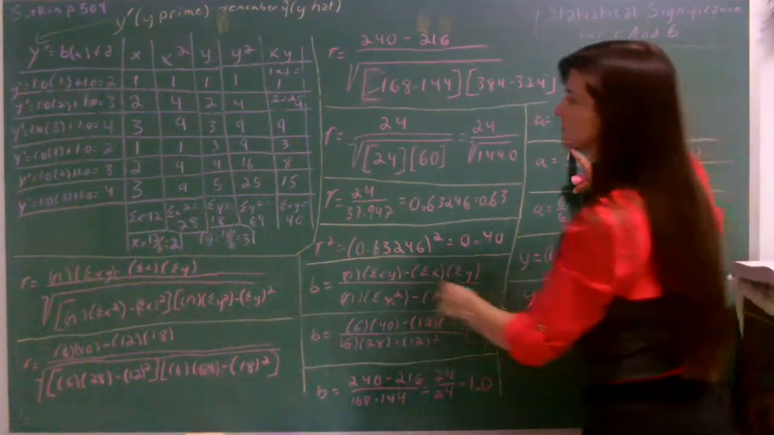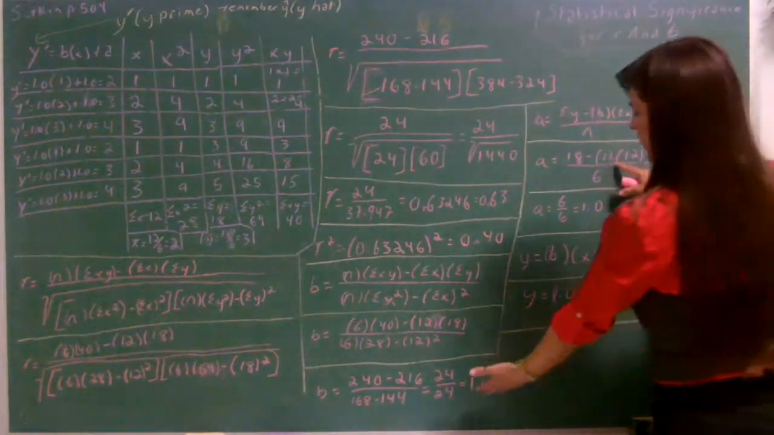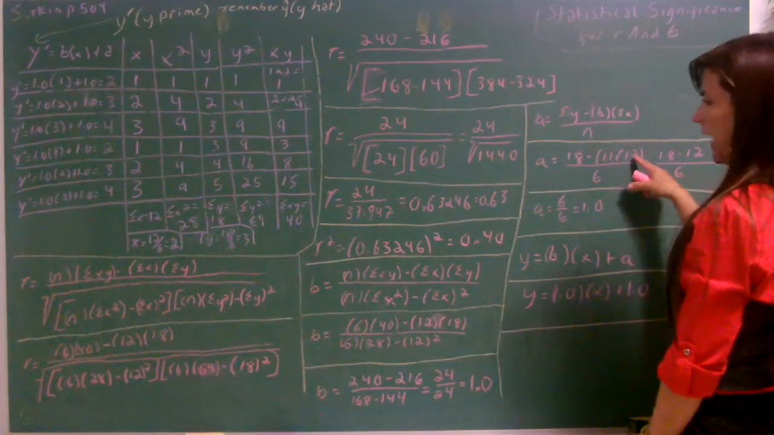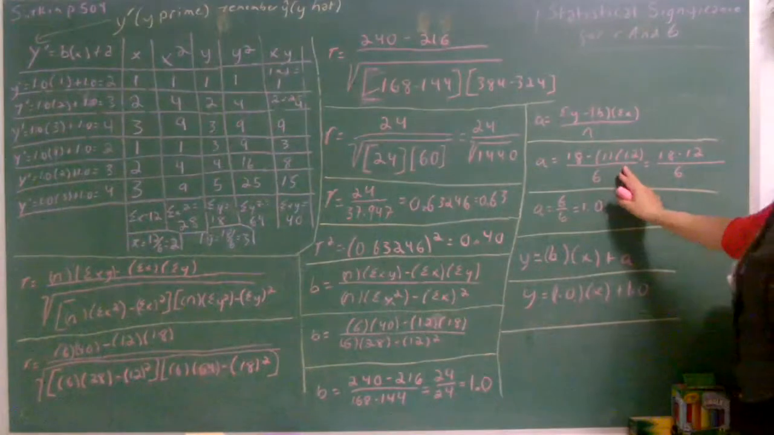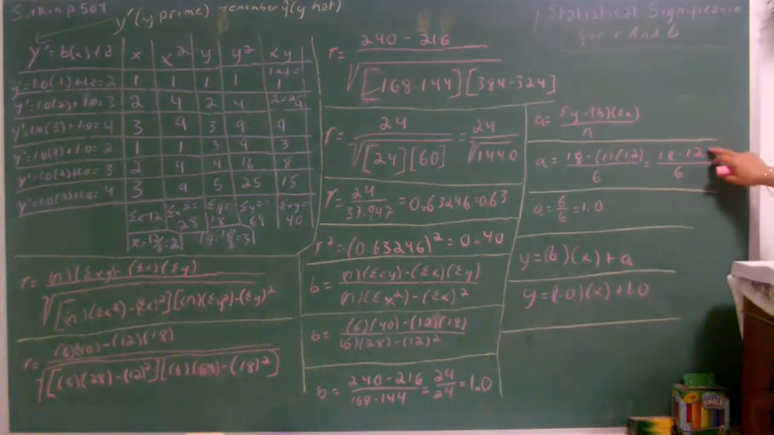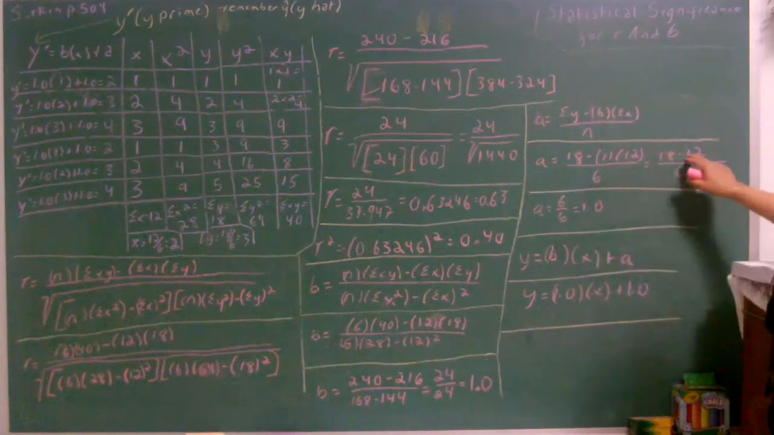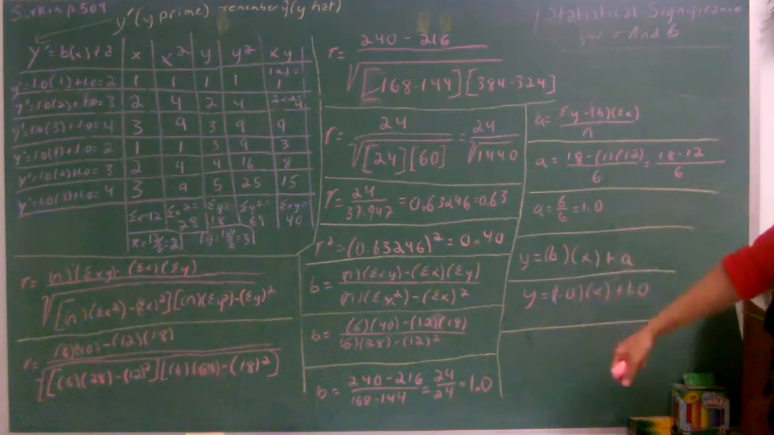Summation Y, 18, minus B, we know B, it's 1.0, times summation X, which is 12. So again, we show our steps. 1 times 12, we show that first as 12, so it's 18 minus 12 over 6. And then 18 take away 12 equals 6, and that's over 6, that equals 1.0.